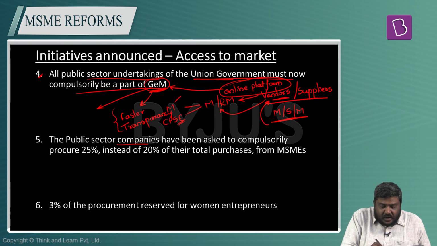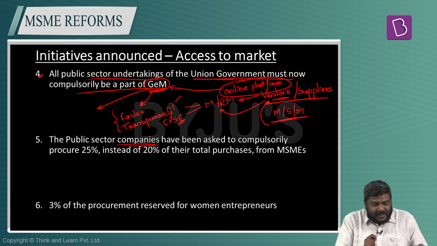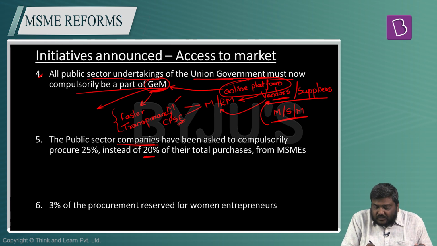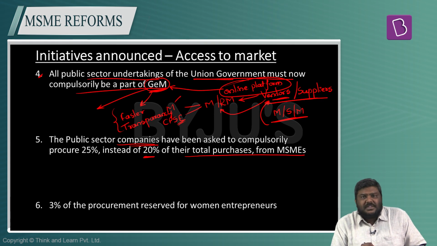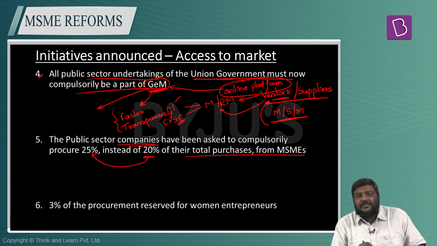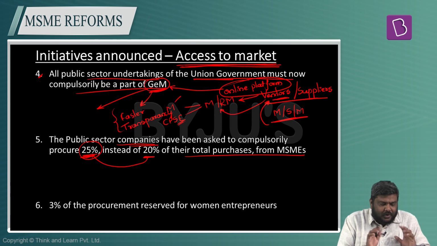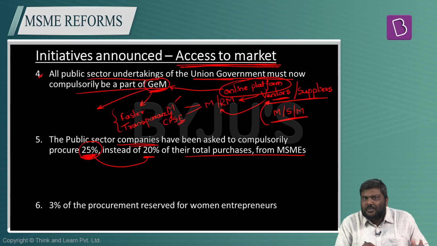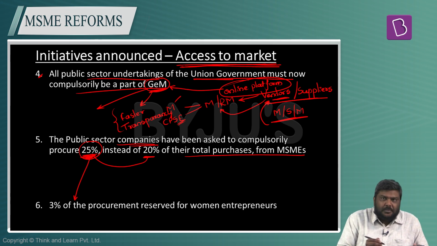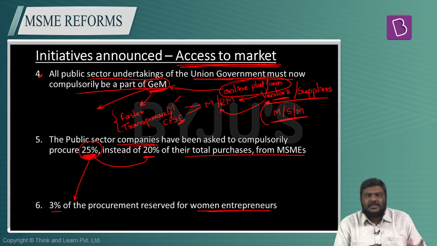Next one, earlier under the public procurement policy, the Government of India had mandated procurement of up to 20% of their total purchases from MSMEs. But now this has been increased from 20% to 25%. Now this will promote access to market for the MSME sector. Not only this, within this 25% procurement to be done by the central government, 3% will be done from MSME units owned by women entrepreneurs. So this is the sixth reform.